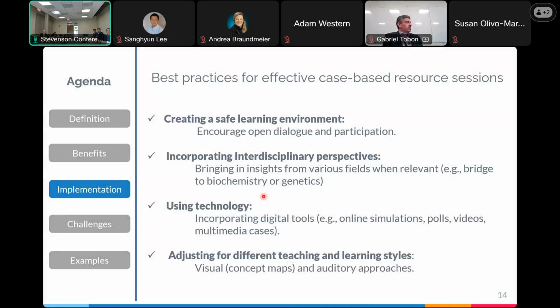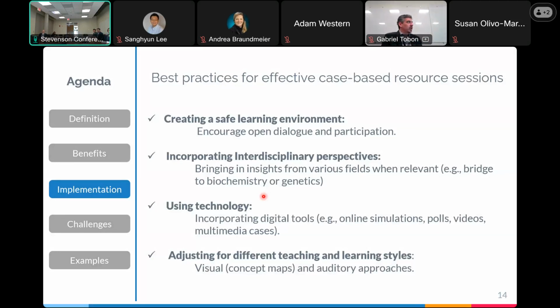Regarding the implementation, here we have some of the best practices for implementing case-based resource sessions. The first one is creating a safe learning environment. That's extremely important. The students can participate with different questions, so it has to be a safe learning environment with open discussion and participation.